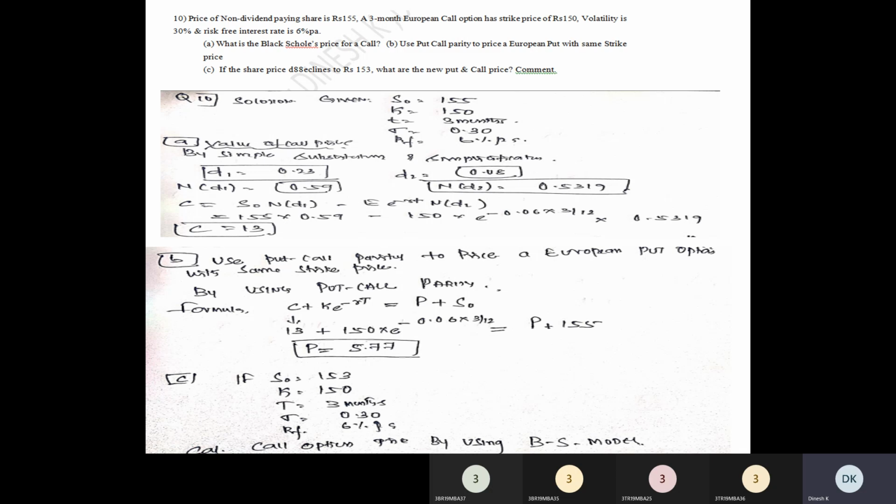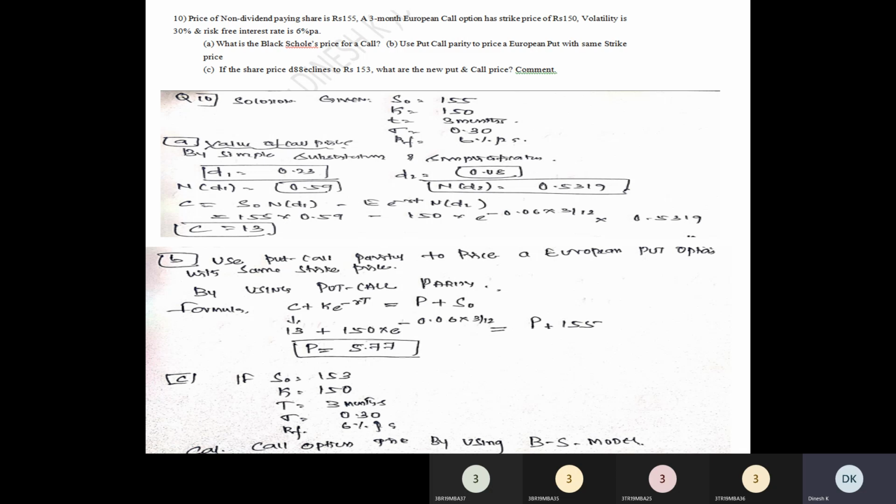When you simplify this, right? So 150 into e to the power of minus 0.06 into 3 divided by 12, plus 13, simplify, equals P plus 155. So you take P equals the left hand side value minus the 155, and you will be getting 5.77. So this is what you get by using the put call parity equation.